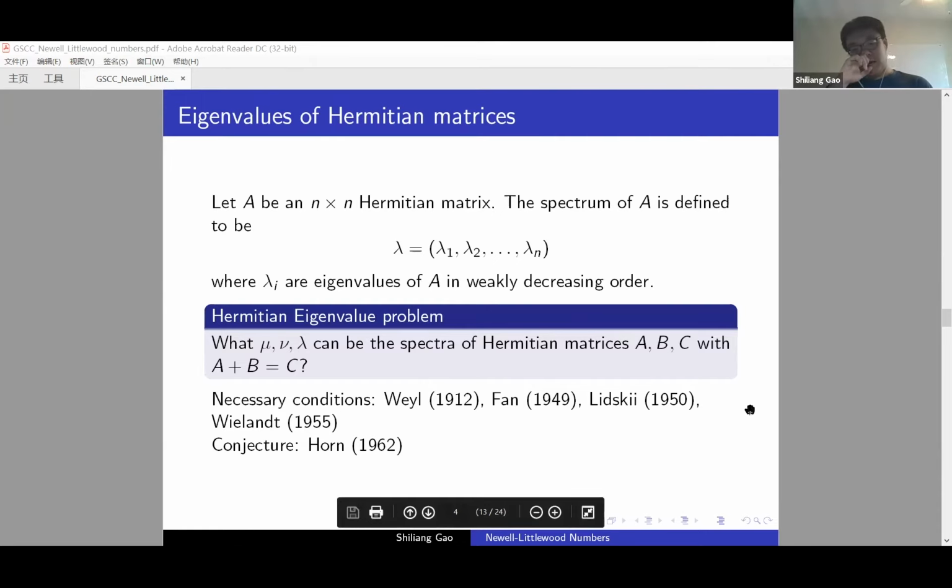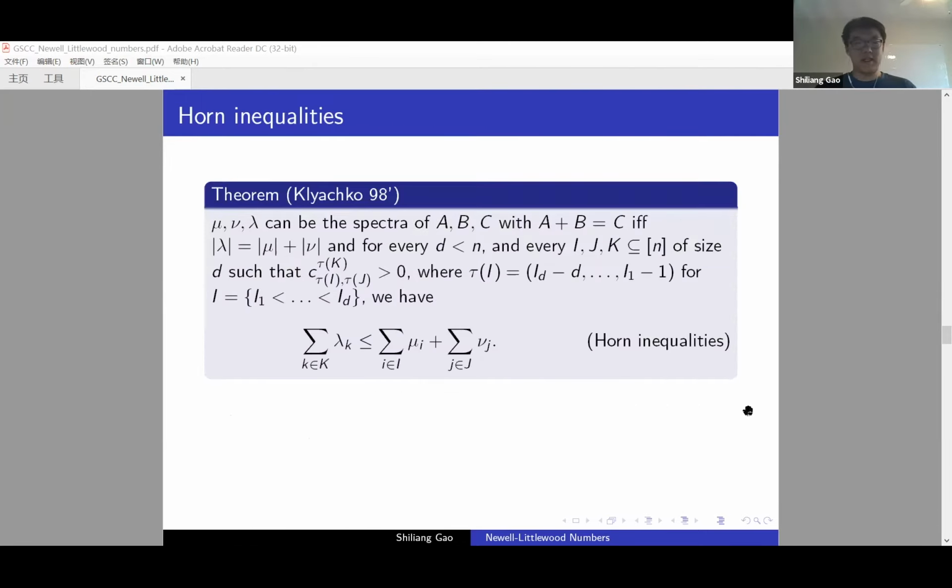Now the Hermitian eigenvalue problem was solved by Alexander Klyachko in 1998, where μ, ν, λ are the spectra of A, B, C with A plus B equals C, if and only if, first of all, the size of λ equals the size of μ plus the size of ν, and this μ, ν, λ satisfy what we call Horn inequalities. Now this solution posed by Klyachko, these inequalities are just slightly different from the ones proposed by Alfred Horn back in 1962.